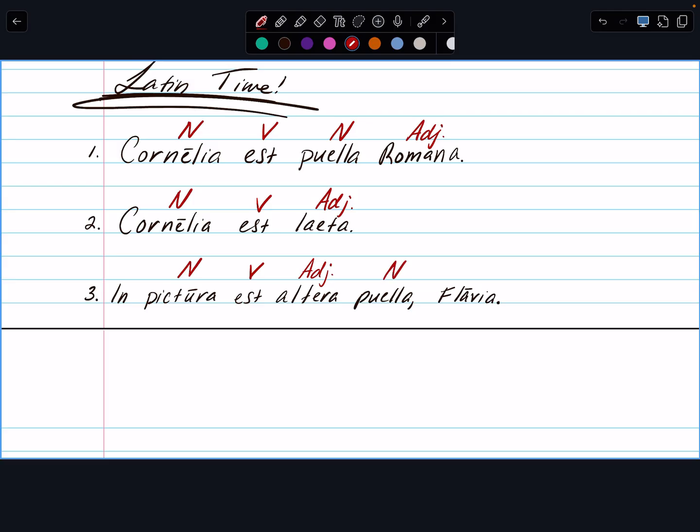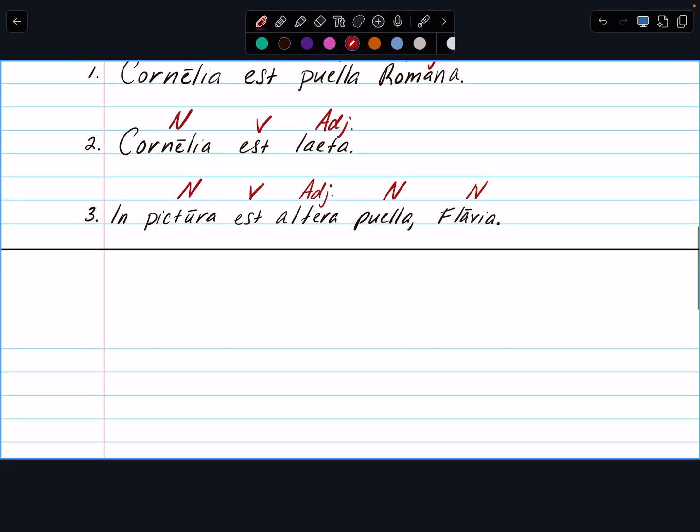What is altera? What does it mean? Do you guys remember? English words that come from that are alternate or alternative. Jefferson. Second or another. Very good. And it's describing what kind of girl she is. She's another girl, not the first girl, who's Cornelia. This is the second one. And the name Flavia, how am I going to mark that up? It's a noun because it's a name. She's a person. You guys getting the hang of this? This isn't so bad, right? All right, let's do one more.